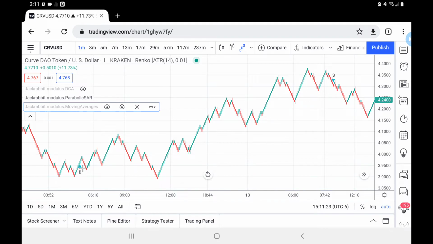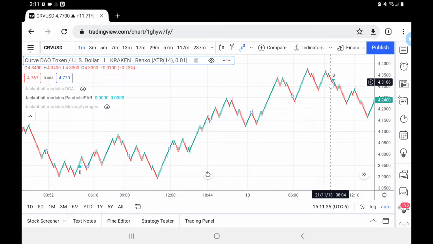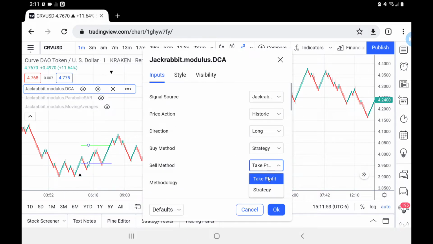Let's see, this is a .9, 4.3. It's a pretty significant distance if you wanted to just use that. But now if you're just doing a flat take profit. But let's step this up a little bit. Let's see what it would do with the strategy.